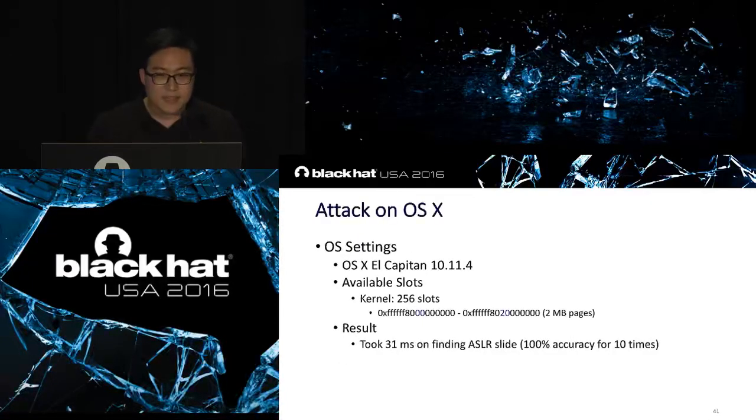And for OS X, we launched it on El Capitan, and we just did finding the ASLR slide on OS X. We did it 10 times, and the average speed is about 31 milliseconds, which is very practical to be used in a kernel exploit.